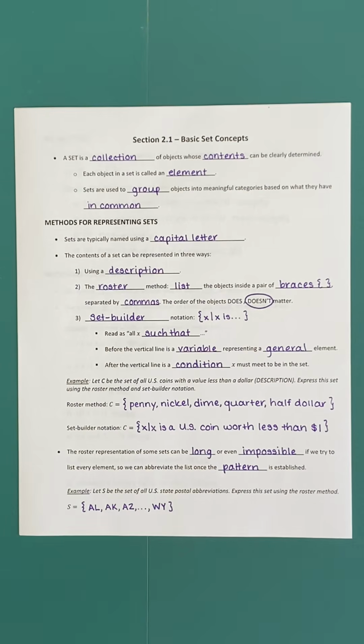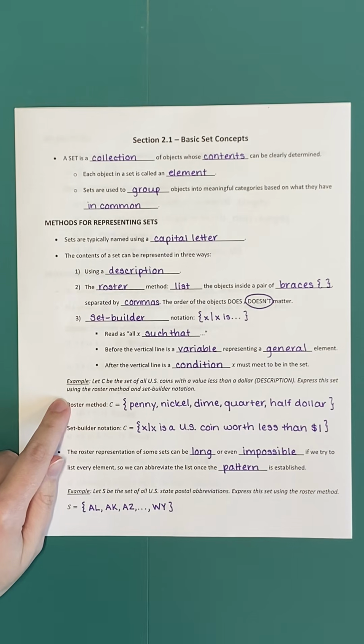Now we want to take this description, which again is one method for representing the contents of this set, and we want to write it in roster method and then in set builder notation. So in roster method, we're just going to make a list of the individual items in the set. Now again, the order we list them in does not actually matter.